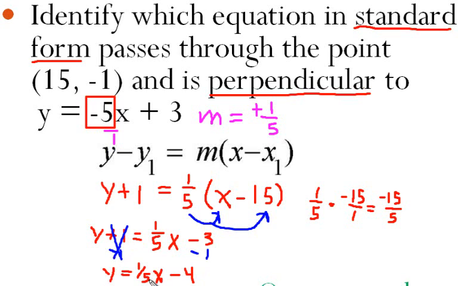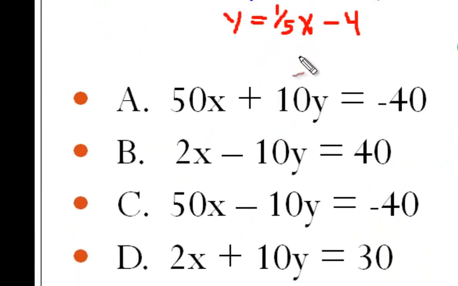Alright, so here's where the problem comes in, because we found our solution, or normally this would be our solution, but they want it in standard form. And when we look at our answer choices, this doesn't match any of them. So there's two ways to go about this. We can try to transform or rearrange this equation into standard form, or we can rearrange these answer choices into slope-intercept form to see which one matches ours.